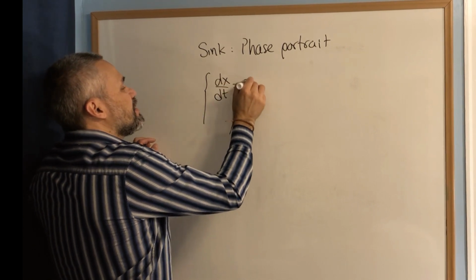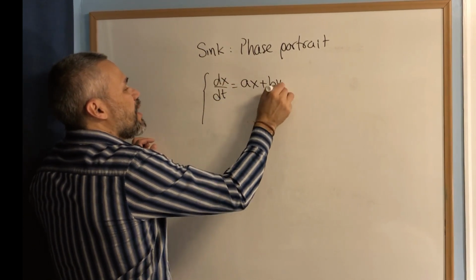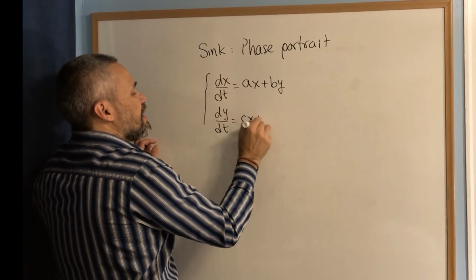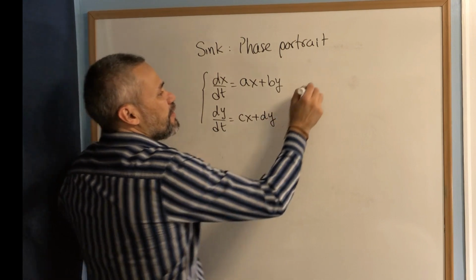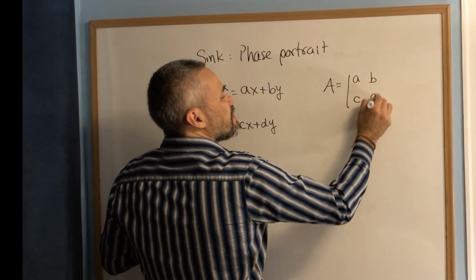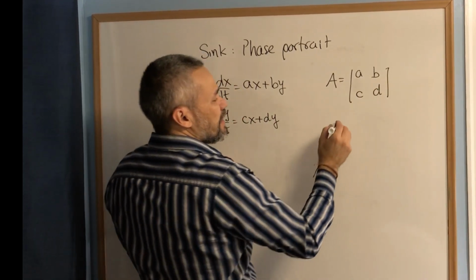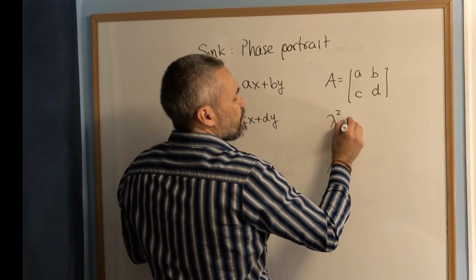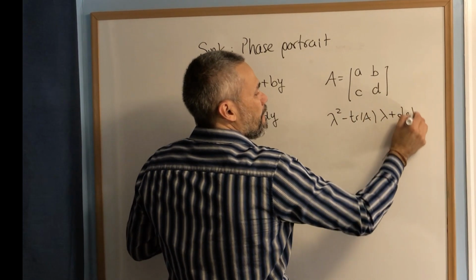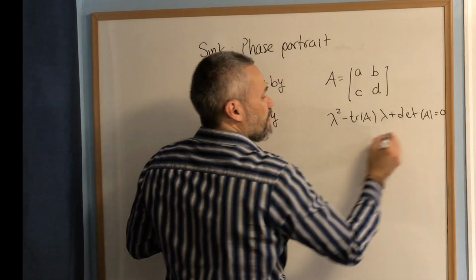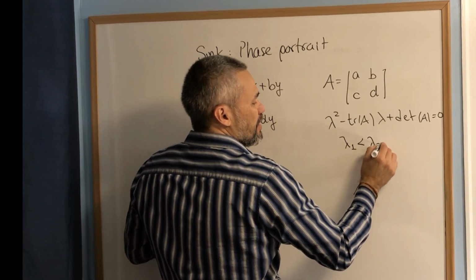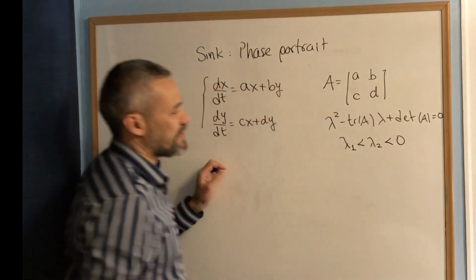dx/dt equals ax plus by, dy/dt equals cx plus dy. The matrix of the system is a, b, c, d. And in this case, the solution of this equation is two eigenvalues that are negative because we have a sink.